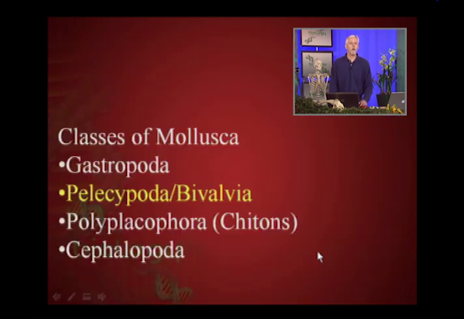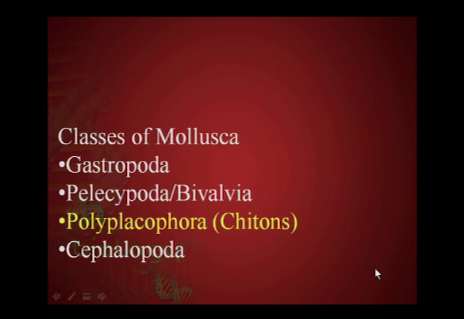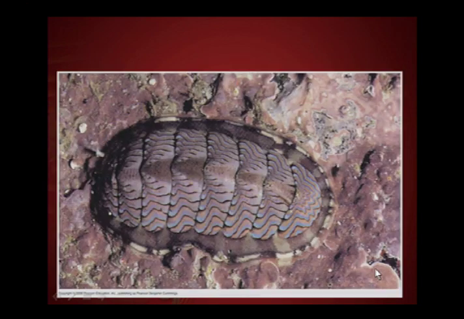The Pelecypoda, also called the bivalvia, are clams, oysters, mussels, and their relatives. Bivalvia is trying to tell us that they do have these two shells. Pelecypoda means spade-footed animals, so many of them have a muscular foot that they use for digging down into the sand. The Polyplacophora, common name the chitons, are a very common tide pool animal, and the name means many-plated. You can see here that they have these eight overlapping shells on their dorsal surface, and they will attach to rocks and basically feed on algae on the rocks.